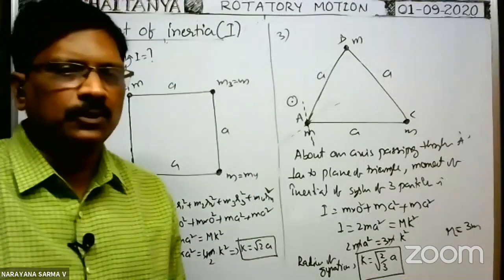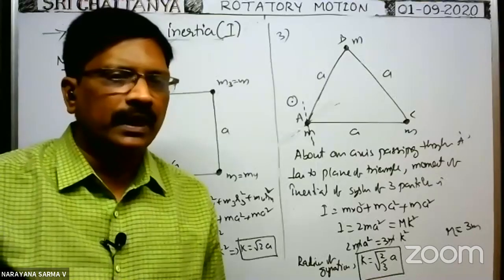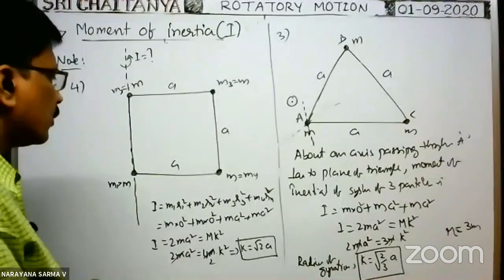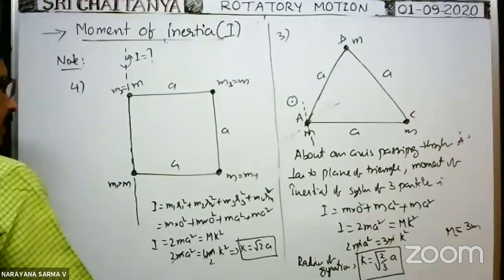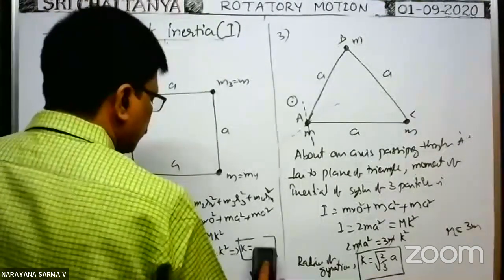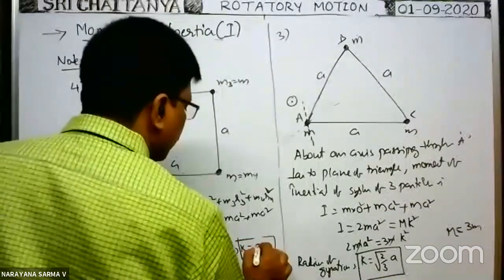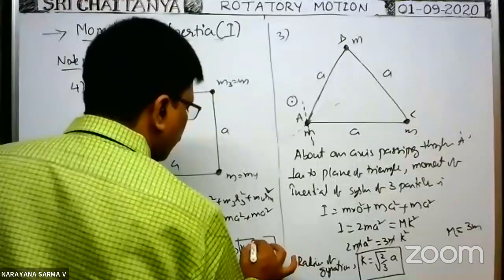In this way, we have to do. Yeah, a by root 2. Right. So k square is equal to a square by 2, or a by root 2 you will get. Very good. A by root 2.